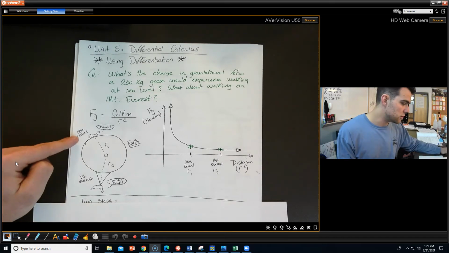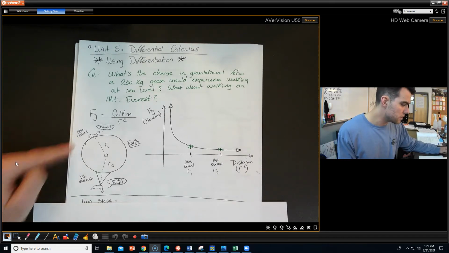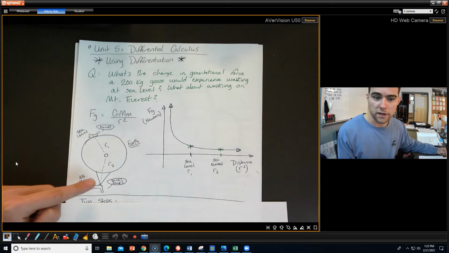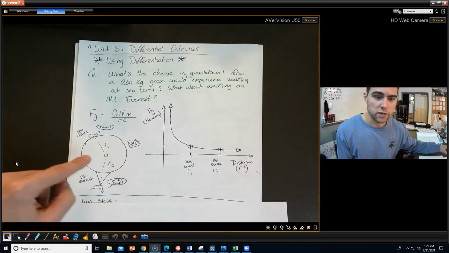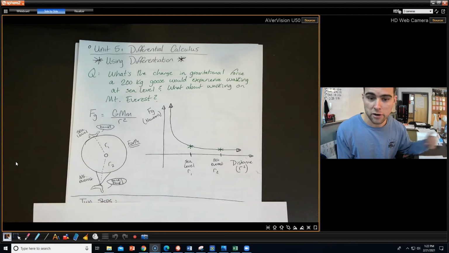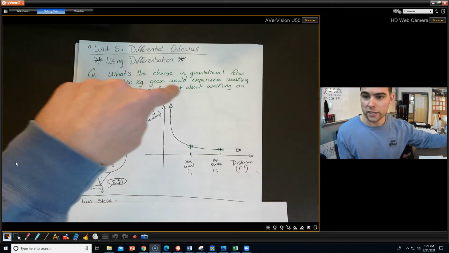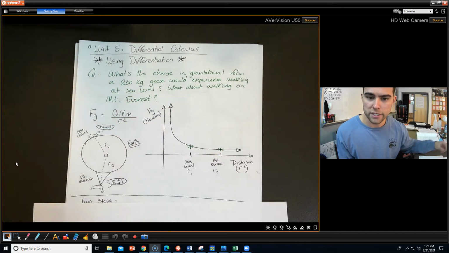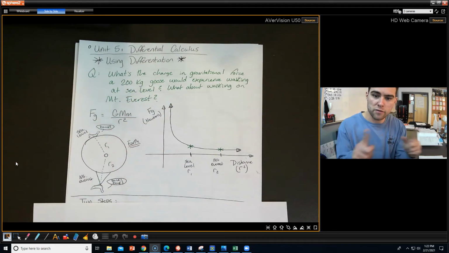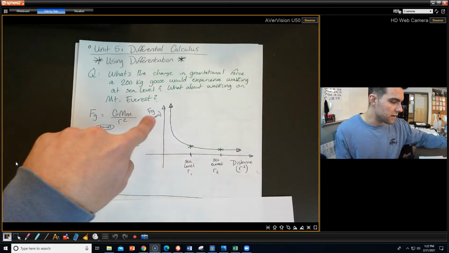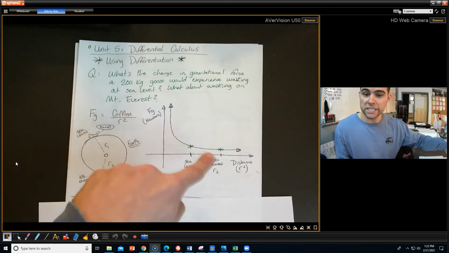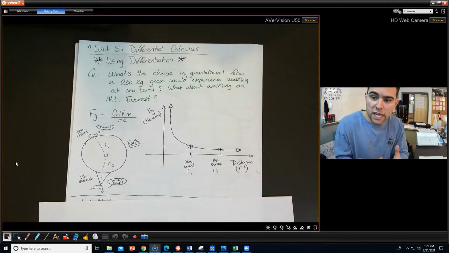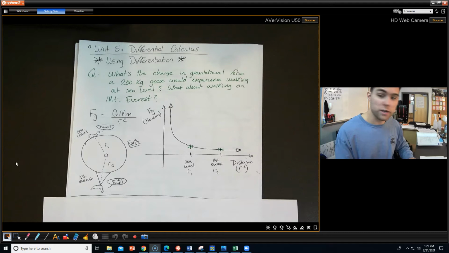So I drew my little goose at sea level, it's going bonk, and then over here on Mount Everest, it's a little bit bigger, bonk bonk. Okay, so we're going to look at two different distances and compare them later on. Graphically, this is what it would look like. I told you guys that gravitational force kind of does something weird like this. And again, it makes sense. As two objects start to move further and further away, their gravitational force will decrease. But we want to know how much of a change it's decreasing by as it moves. So we will do that in a little bit, but we're going to put it on the back burner for right now.